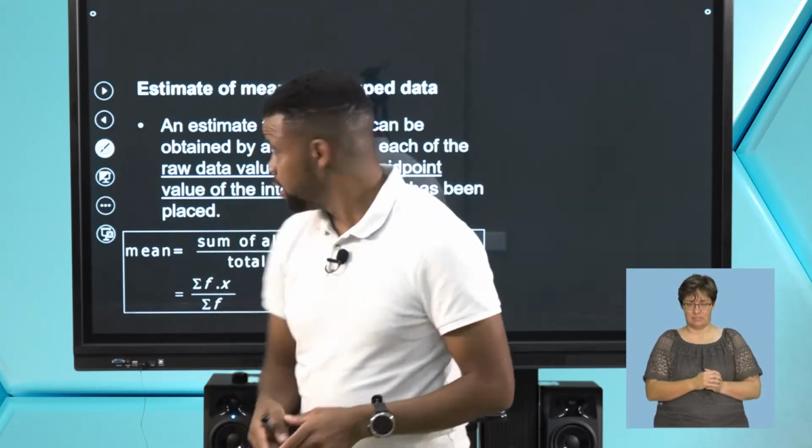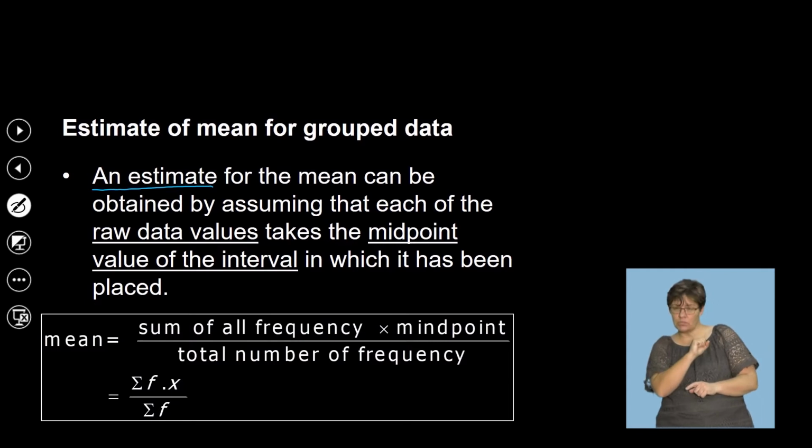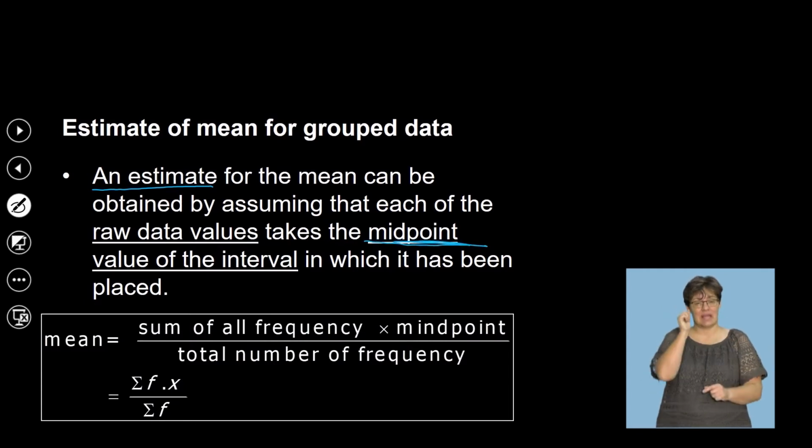To do that, an estimate for the mean can be obtained by assuming that each of the raw data takes the midpoint value of the interval in which it has been placed.